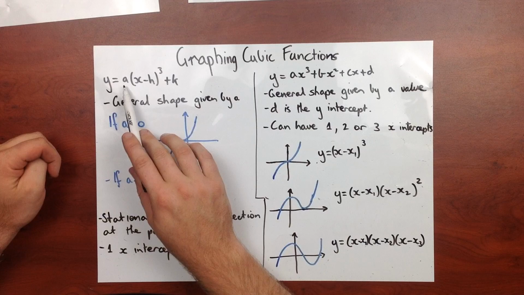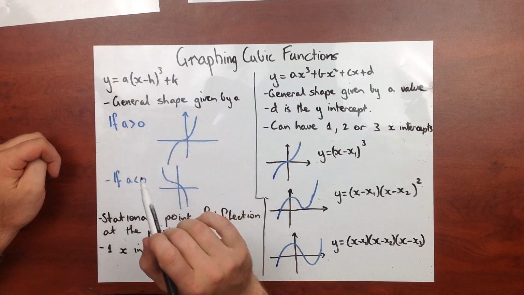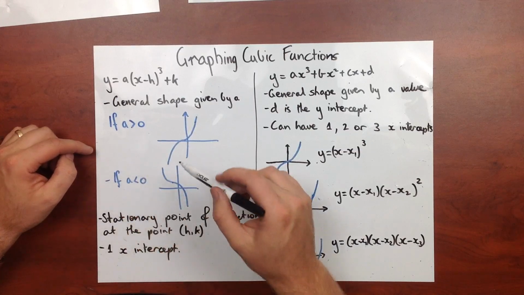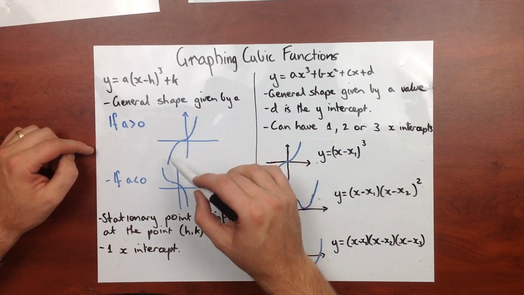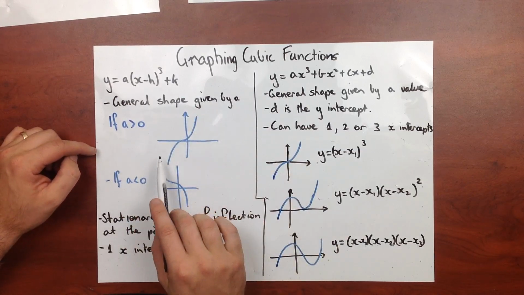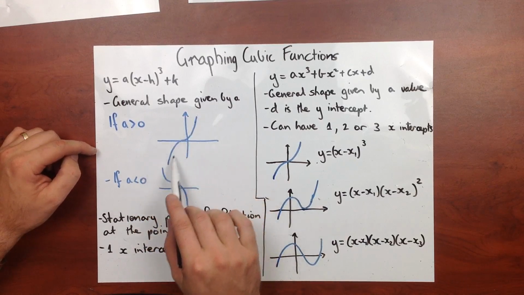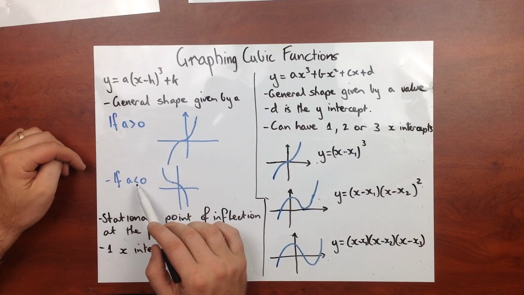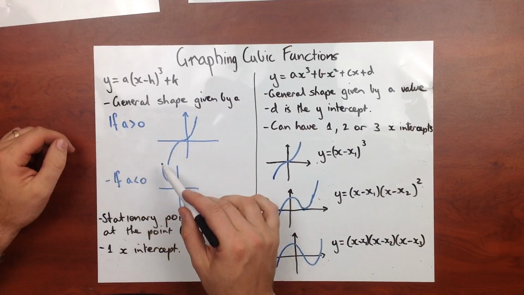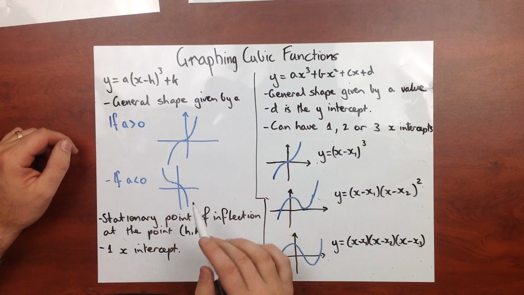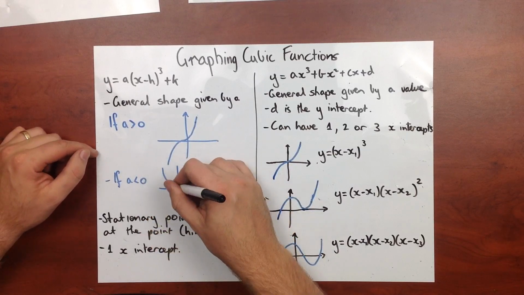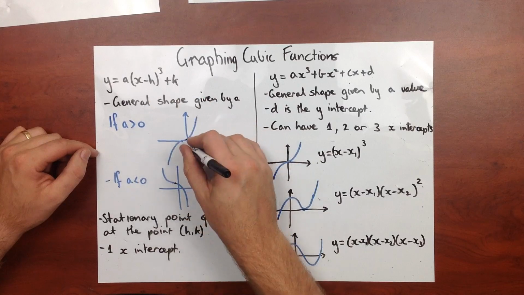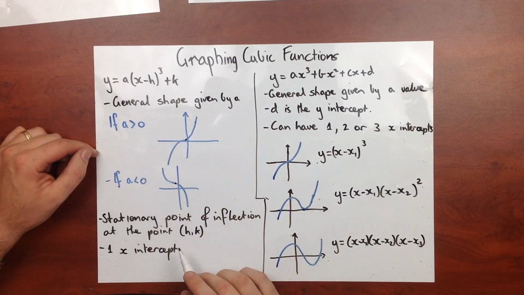It's simply y equals a outside of (x take h) cubed plus k. Now our general shape is given by this a value. If a is positive, our shape is going to be generally like that. Think about it as you're walking up a positive gradient, or riding up a positive gradient if you're a cyclist. If a is less than 0, or a negative value, then it's going to have this shape. Now we have a stationary point of inflection at this point (h, k).